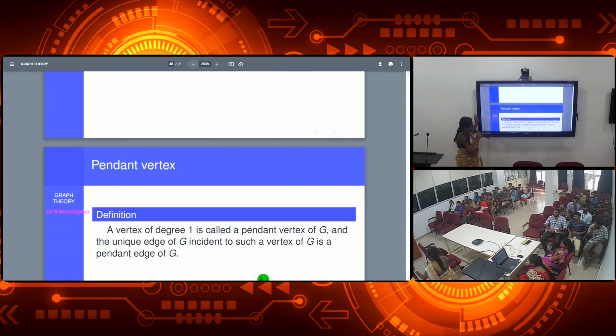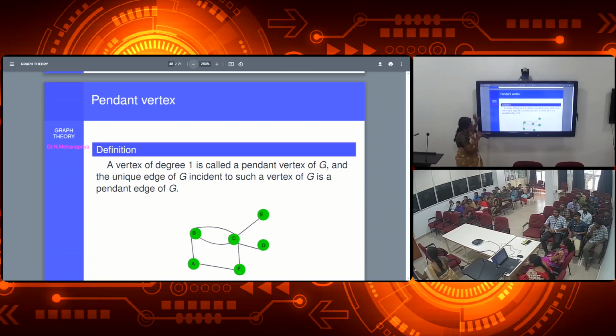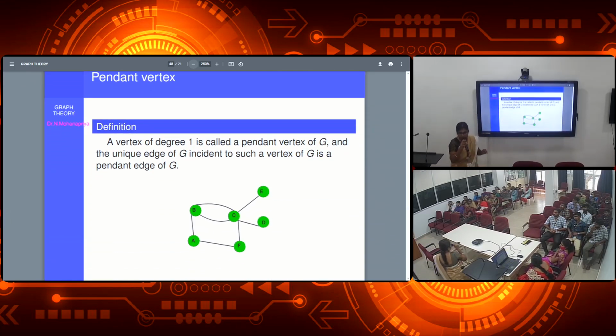Then pendant vertex, using the degree concept: a vertex with degree 1, we call that a pendant vertex. So this is an example. Here E and D have degree 1. So here the pendant vertices are E and D.